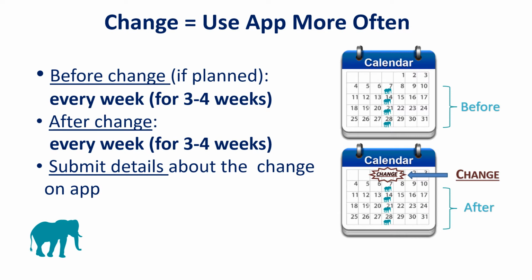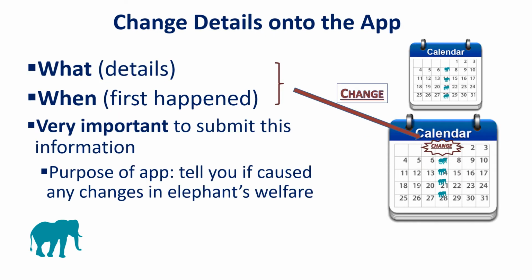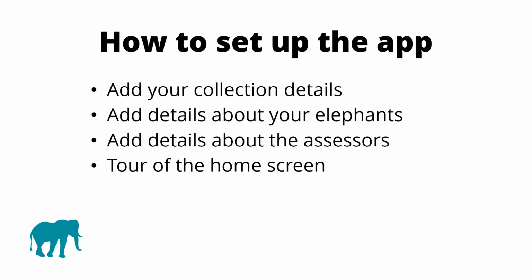It's important to make sure you submit the details about this change on the app. When you use the app, you'll see a pop-up screen asking you if there have been any changes. You'll be asked to enter the details about the change, what the change was, and the date when it first happened. It is very important that you submit this information about the change, since the measurements collected on the app may tell you if those changes have affected your elephant's welfare.